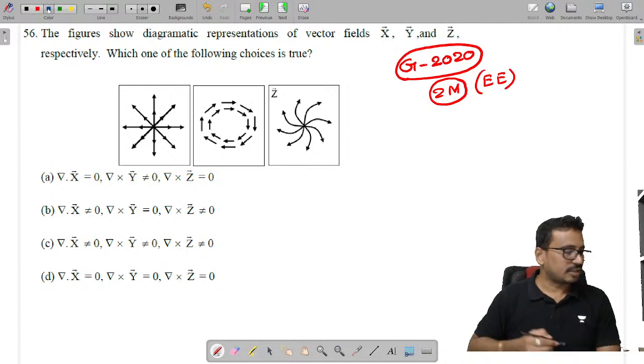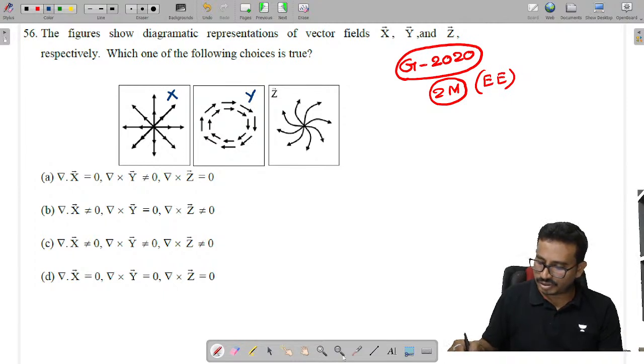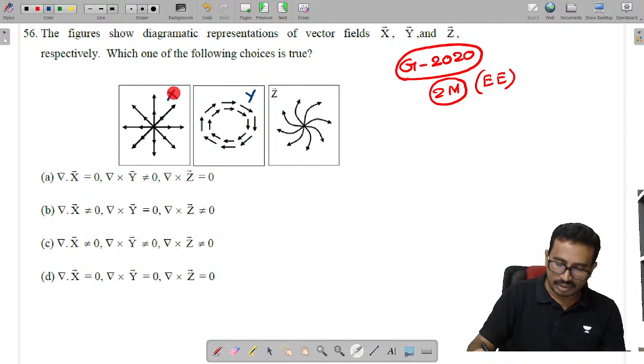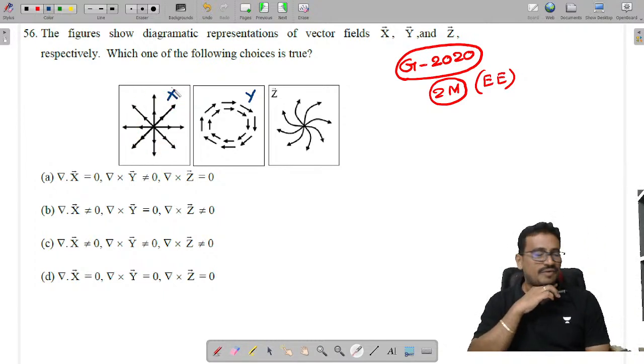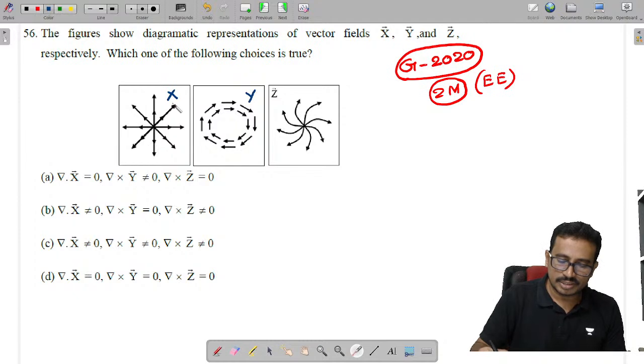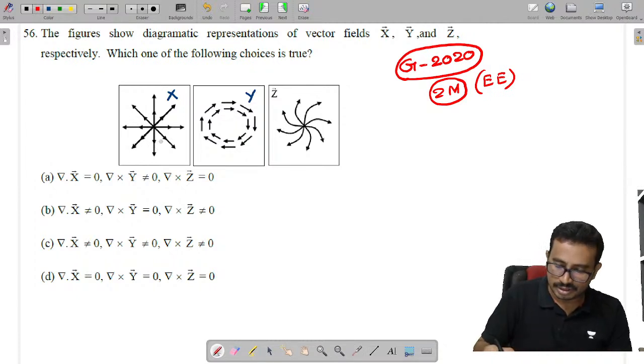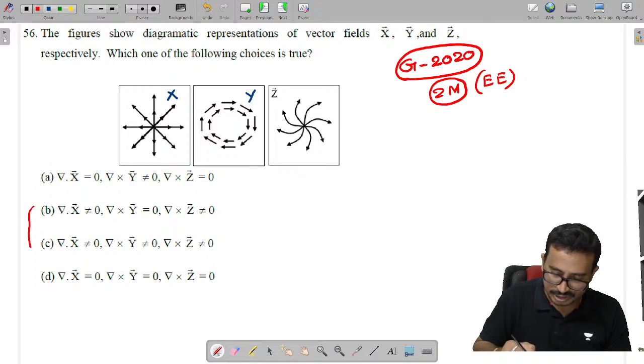They have given these vectors. You can see the first figure. This is x, this is y, and this is z. If you see carefully, for the x case, what is the nature of this field? Is it a diverging, rotational or curling nature? Here this field has a diverging nature. So for the x case, divergence is non-zero. Which option, tell me? In this case divergence is non-zero, so it will be in B and C.